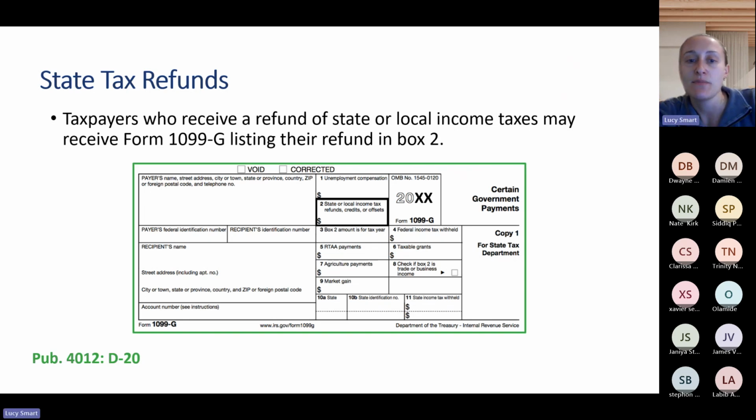All right, when a taxpayer receives a refund on their state tax return, they might receive Form 1099-G for certain government payments, showing the amount of the state refund they got. This form looks familiar because we've already seen it for unemployment compensation. It's the same form, but unemployment compensation is reported in box 1, whereas state and local income tax refunds are reported in box 2.